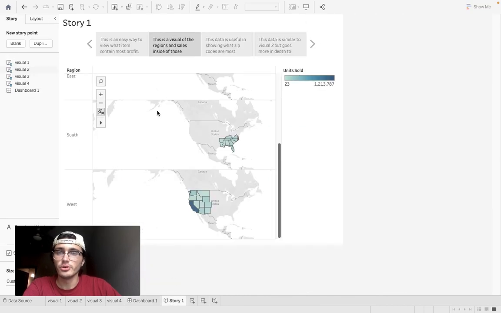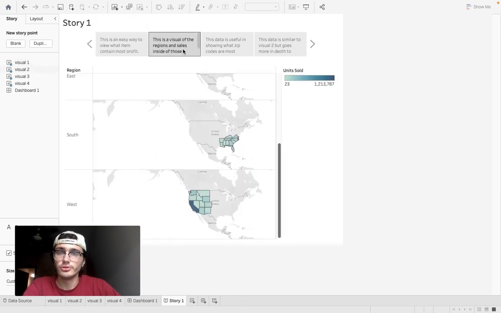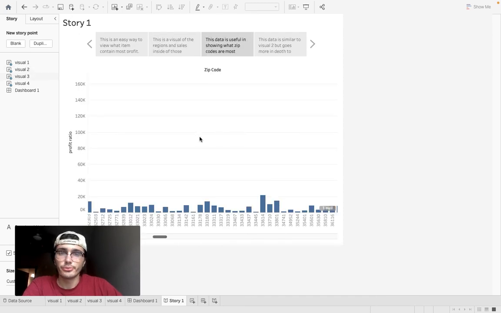Finally, we'll go to story, which is just a brief explanation of what's going on in each one of these. So for my story 1, this is an easy way to view what items contain the most profit. We can move to story 2, which is a visual of regions and sales inside of those regions. Story 3, this data is useful in showing what zip codes are most profitable, which is important in marketing, which, yeah, that is very true.